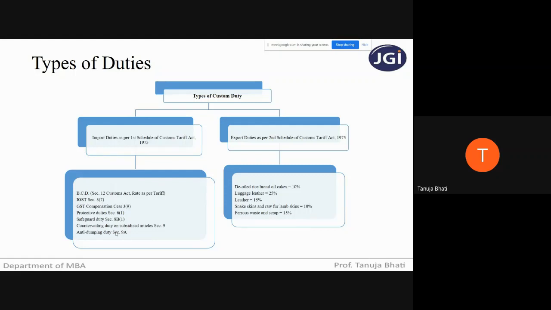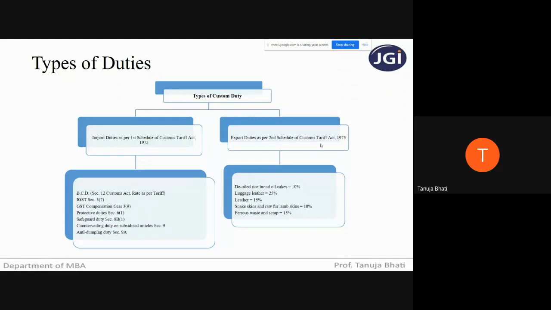So what will be the margin of dumping now? If I want to know, it is the normal value in the Indian market minus the export price, the price at which it has been exported. That value will be the margin of dumping. Is this clear, students? Is anti-dumping clear? Yes, ma'am. Okay.